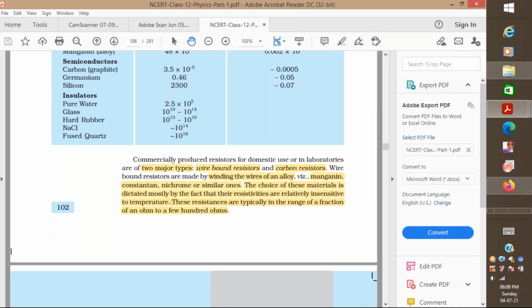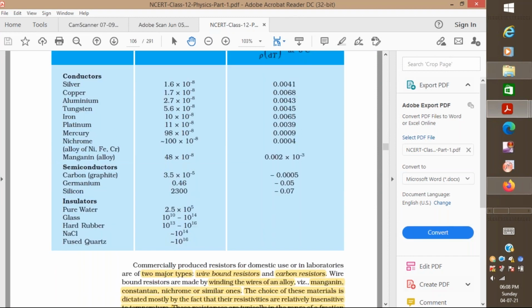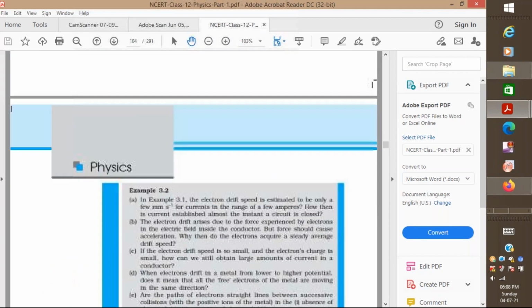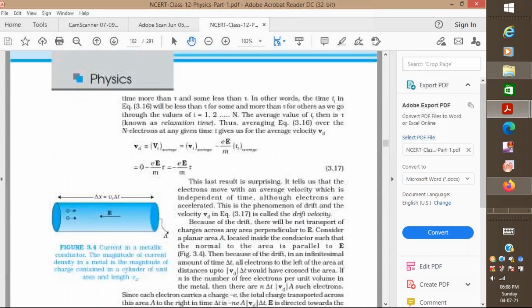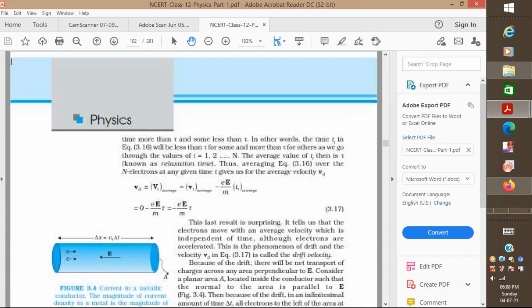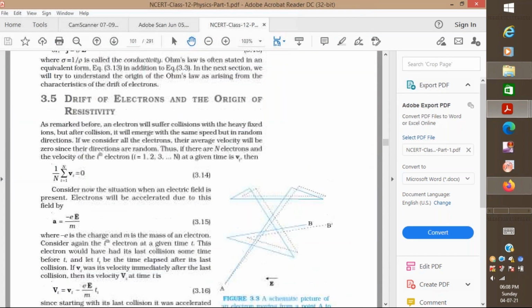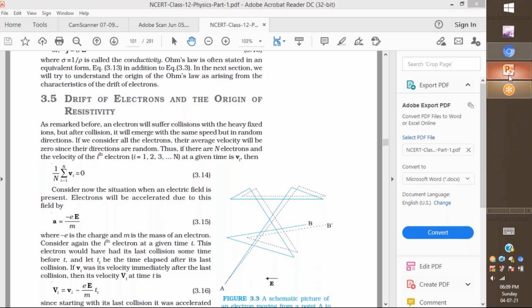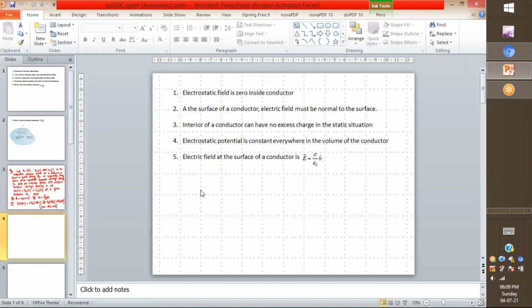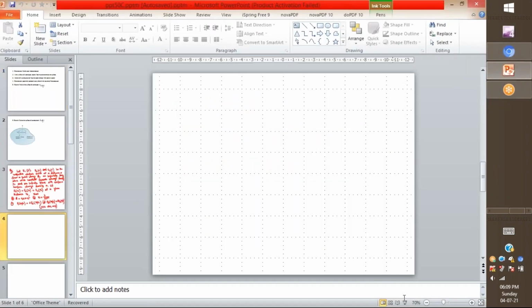Actually, in the last class we started discussing the origin of resistivity or resistance. That's why we have left it. So what I'll do is give you a short recap of what we had done that day, but we could not finish the derivation. We'll just see.